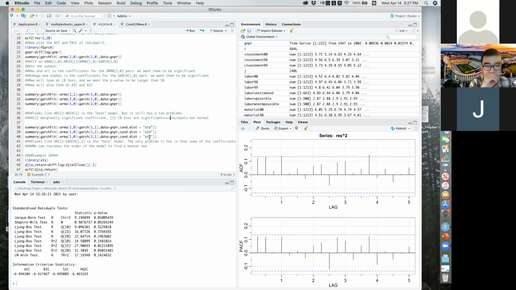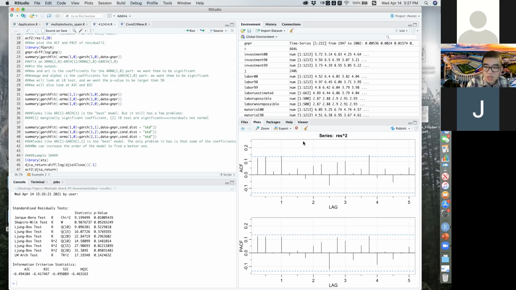All right, so that's how we fit this ARMA ARCH1 model. And from this example, we can notice that it is not a very good model. We have a couple of problems. So the question is, what causes this problem?